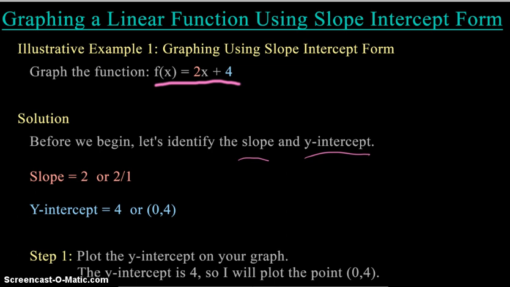So ang slope natin dito ay yung 2, or that is 2 over 1, diba? So 2 or 2 over 1. And the y-intercept natin is yung positive 4. Positive 4 or 0, 4. Ito yung x natin. Ito yung y natin. Okay?